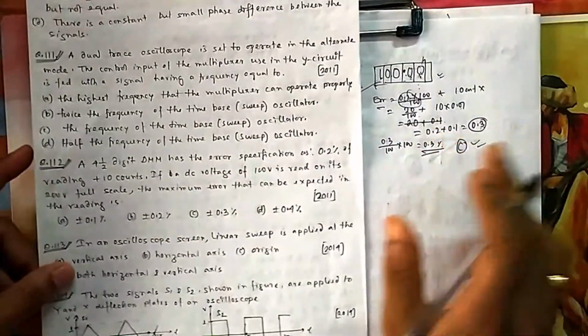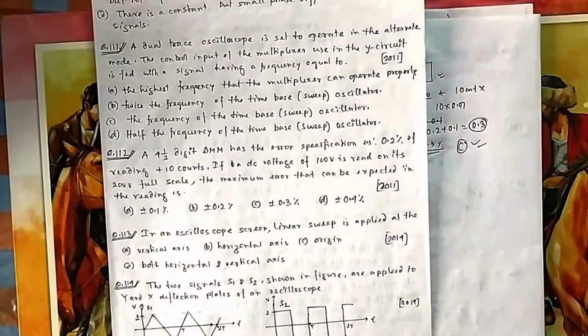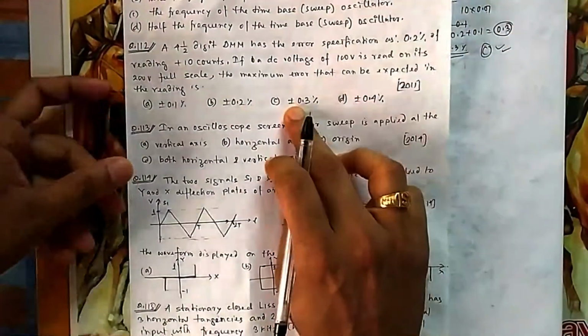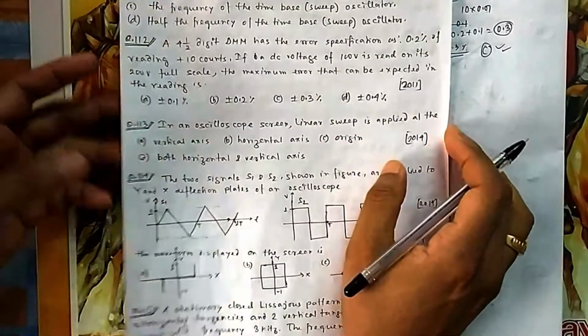Plus minus means you can give both plus and minus, because the error can be on the positive side as well as the negative. They have not mentioned it, so your answer can be plus minus.